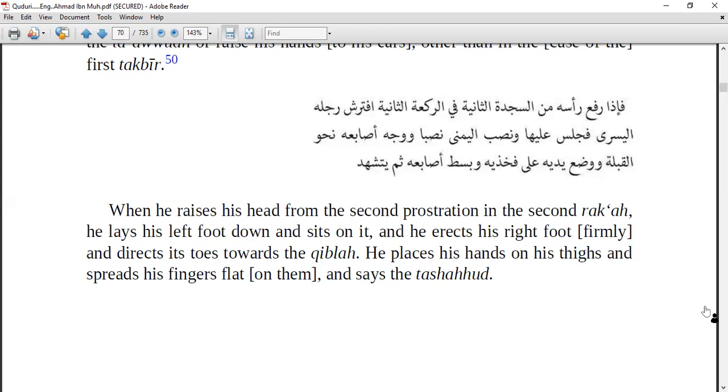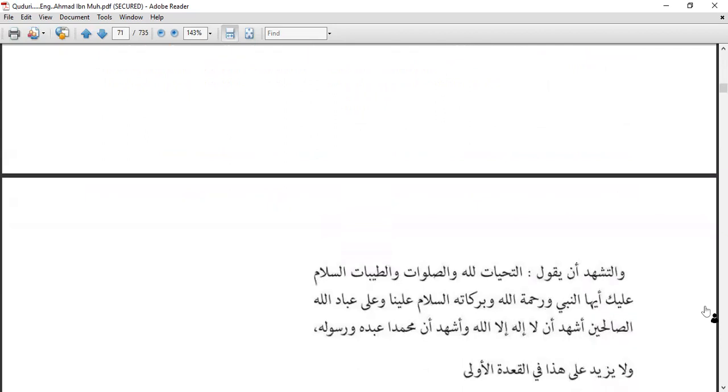وَوَضَعَ يَدَيْهِ عَلَى فَخِذَيْهِ, and place their hands on their laps, their thighs. وَبَسَطَ أَصَابِعَهُ, and they're going to spread their fingers, right? You can spread your fingers a little, not excessively, not a lot. Just keep them in the normal position, right? That much suffices. And then just place them on the thighs. And then they're going to recite the tashahhud, right? And you're going to say the tashahhud.